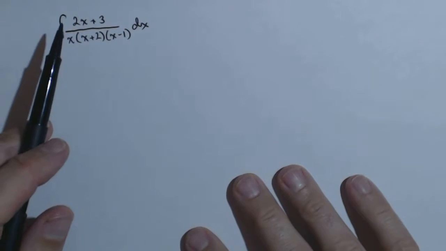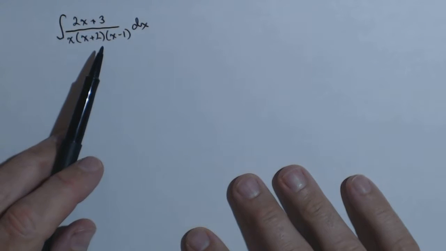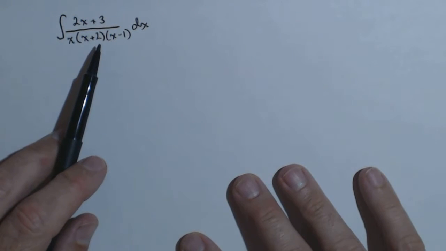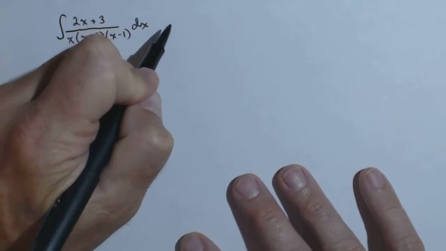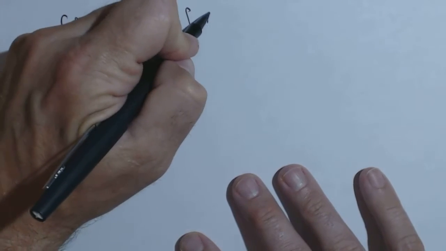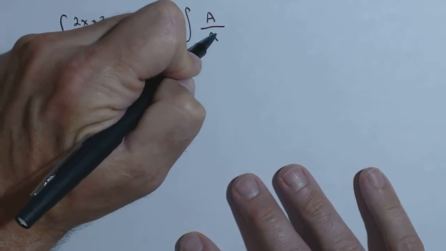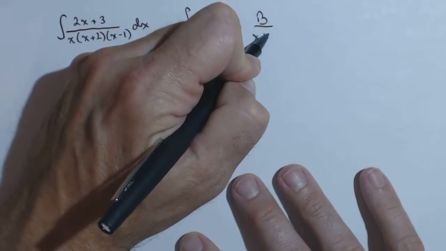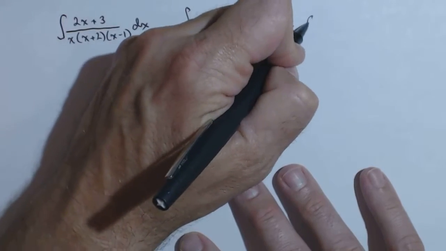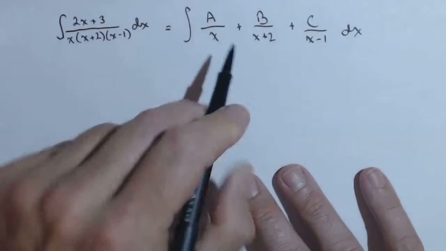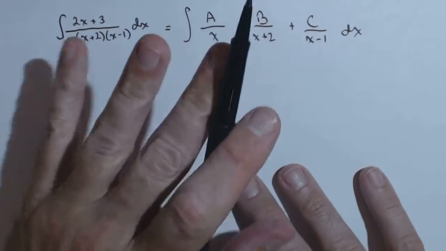So for this antiderivative, with the denominator already being factored, we can see that this is going to be a partial fraction decomposition. So first thing is the setup. They're all linear factors. So we'll break into A over x plus B over x plus 2 plus C over x minus 1 dx. So our job now is to find A, B, and C, then we'll worry about finding the antiderivatives.